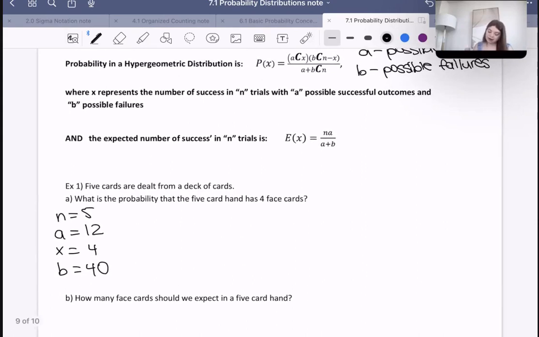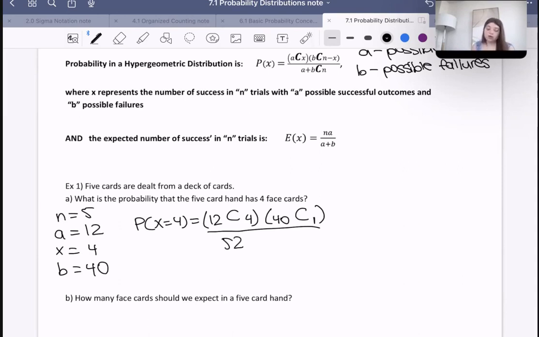So then I'm going to go back up to here for a moment, and I'm going to find the probability of 4 successes in this case. It is going to be A choose X, right? We have 12 choose 4. We have 12 possible successes, and we're choosing 4 of them. And then we have 40 failures, and we're going to be choosing 1 of them, right? There's only 1 card left for our 5 cards, and that's going to be over A plus B, so 52, which is our total number of cards in our deck in all, and we're going to choose 5.